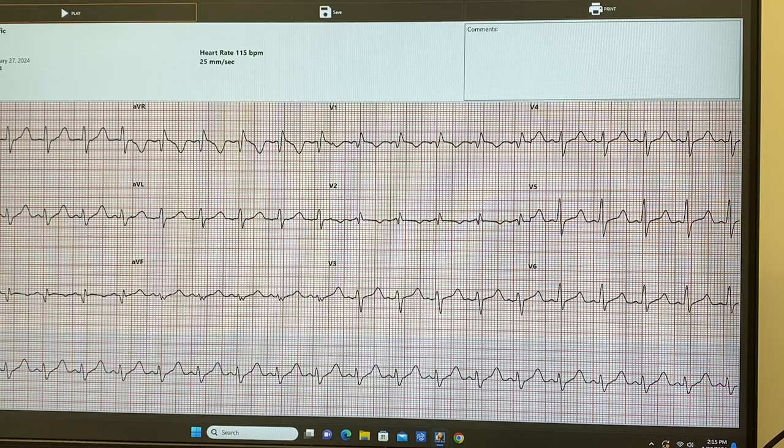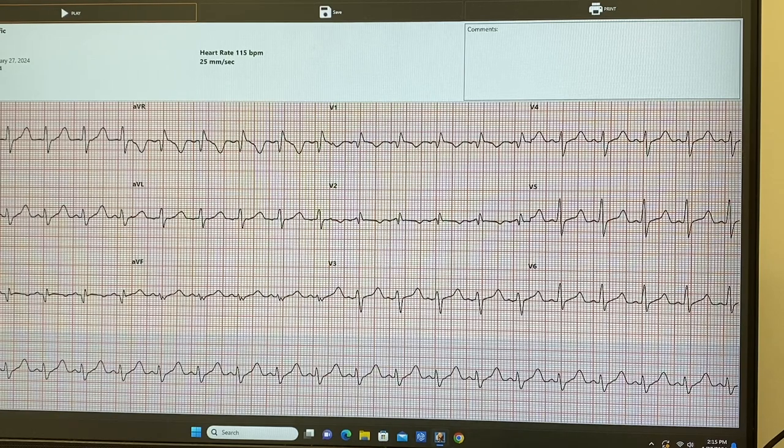Is it normal? Normal sinus rhythm. Is it normal? No, excuse me, it's not normal. What is it? Is it a normal sinus or is it something sinus? It's a tachy. So it's a sinus tachy. Sinus tachy with diffuse T waves, possibly from hyperkalemia. Okay, good. Now I'm gonna kick it up a notch.